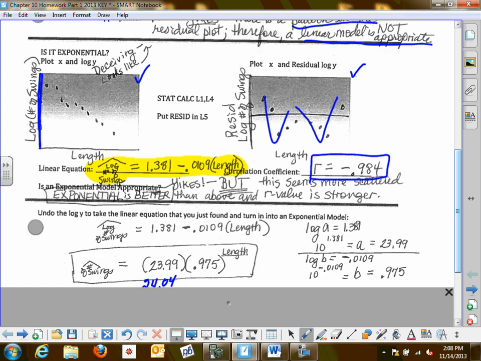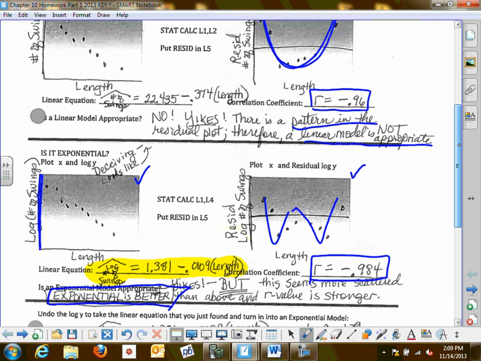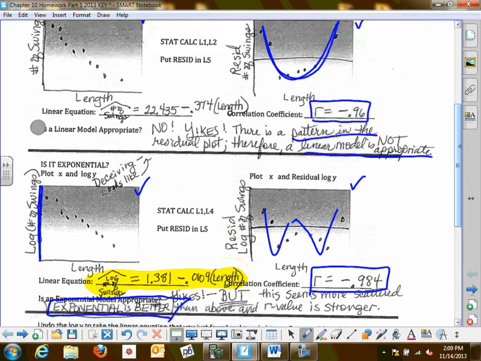Now, you cannot go just by the R values, by the way. But that, in combination with this one having much more movement to it and being maybe considered a little more scattered, then I say, because it's more scattered than the above and the R value is stronger, an exponential is better. Now, I'm not saying it's great, but of the two, I would go with this one, okay? So that's what happens. If you end up with a situation where you can't really tell, then do that kind of comparison to see which one is better.